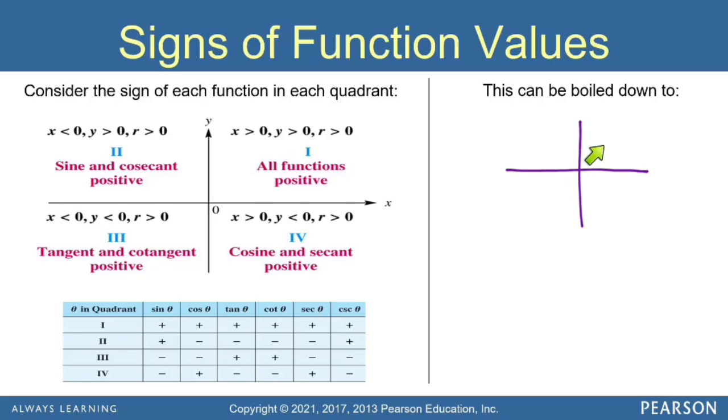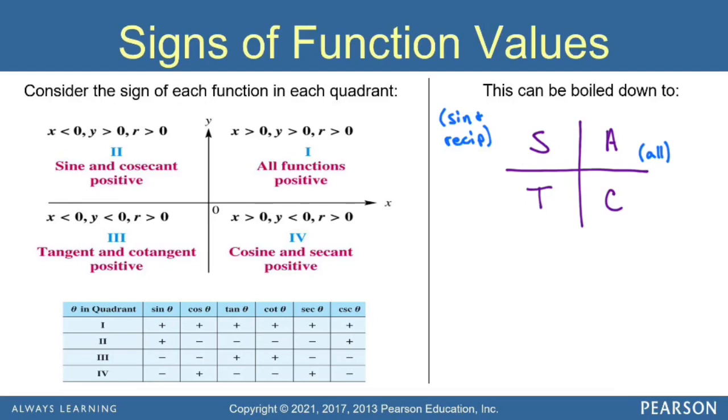And in quadrant 1, write A. In quadrant 2, write S. In quadrant 3, write T. And in quadrant 4, write C. So we've got, starting in quadrant 1, A, S, T, C. Now the A stands for all, because we know that all functions are positive in quadrant 1. The S stands for sine, because we know that sine and its reciprocal are positive in quadrant 2.